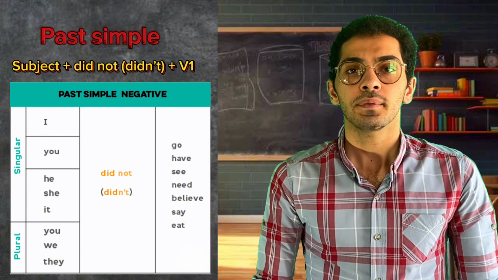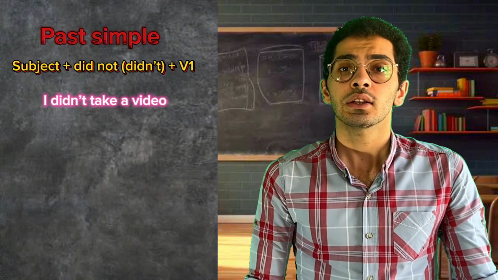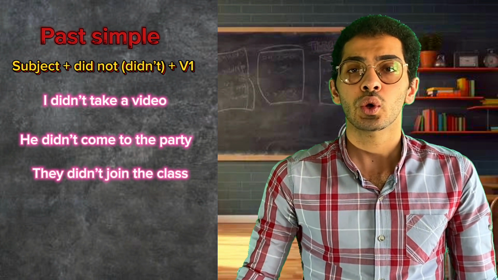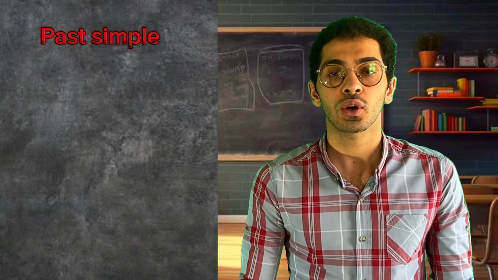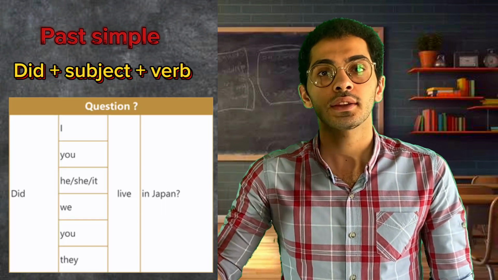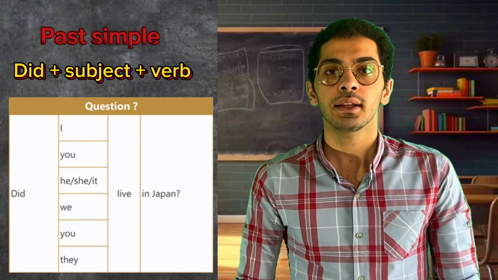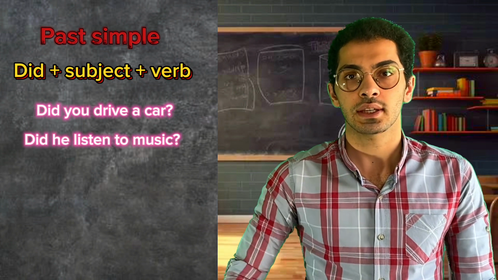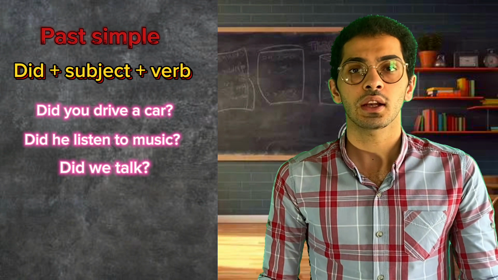For example, I didn't take a video. He didn't come to the party. They didn't join the class. For question form, did comes at first, then subject, then verb 1. For example, did you drive a car? Did he listen to music? Did we talk? Yeah, that was all about it.